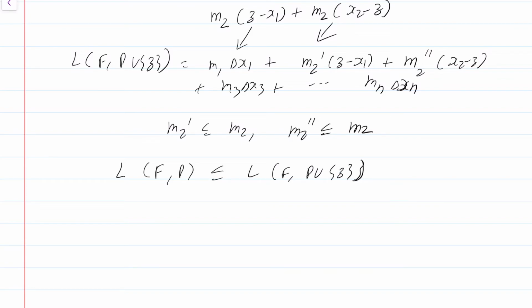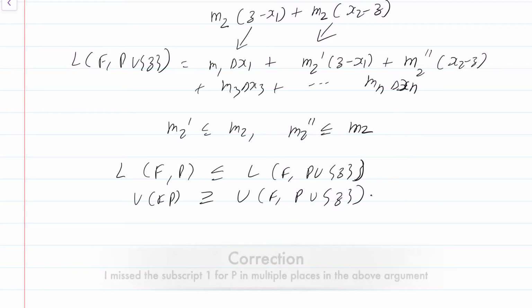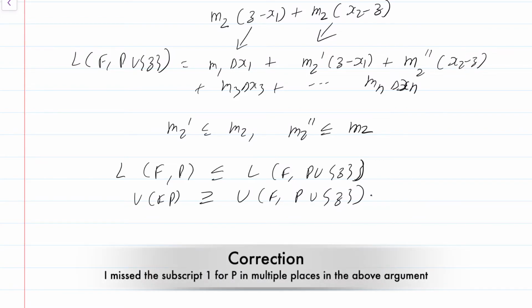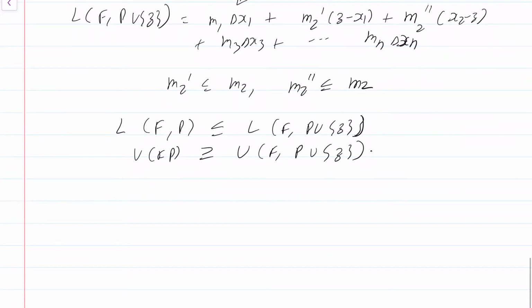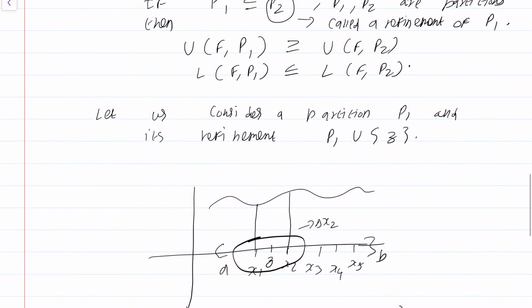Okay. Similarly, U of F,P will be greater than or equal to U of F,P union Z. An exactly analogous argument will hold. Why you get U of F,P greater than or equal to is simply because when you take the maximum on a smaller interval, it can only decrease. Okay, not the maximum, the supremum. When you take the supremum on a smaller interval, it can only decrease. So we have these two inequalities. So we have essentially proved this particular claim that when you consider a refinement, the upper sums will have to decrease and the lower sums will have to increase.